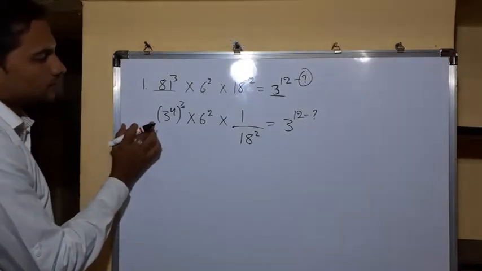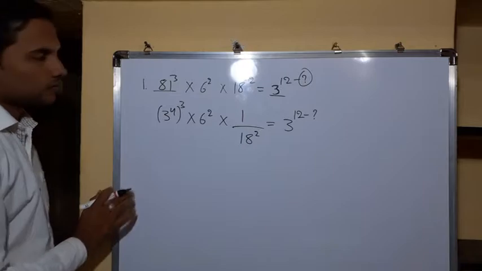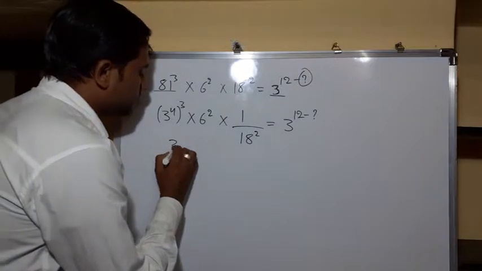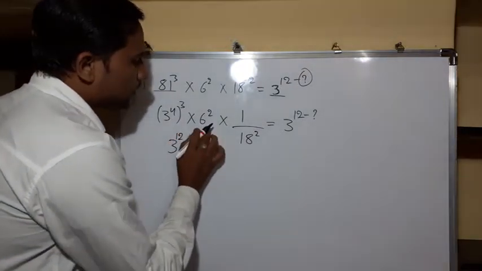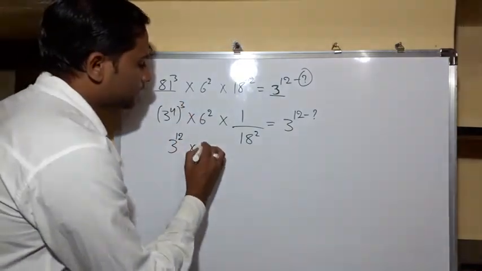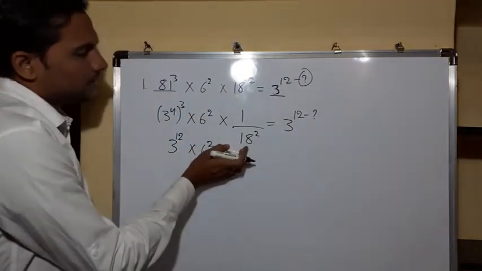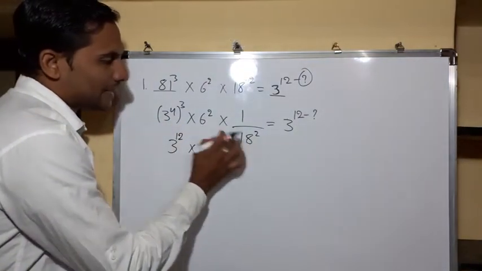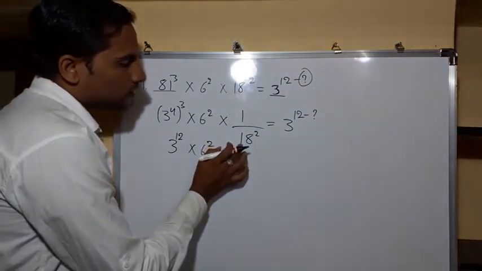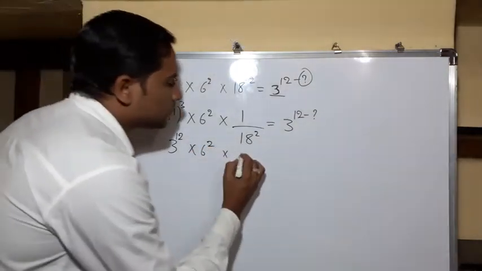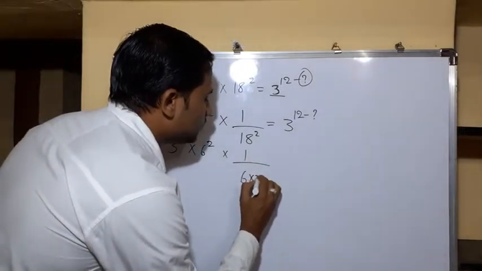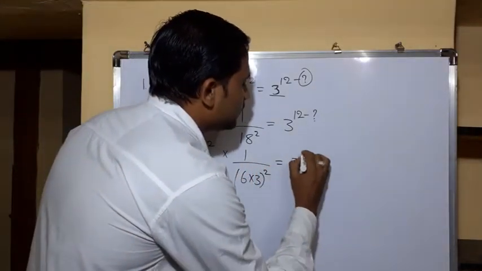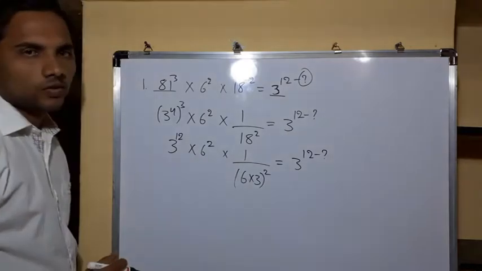Now see here, friends, here it is a bracket, so apply the law of brackets. What the law of brackets says, we can multiply the powers. So 4 into 3 is how much? 12. So 3 raised to 12 into 6 raised to 2, you keep it as it is. And friends, see here this 18. Can we bring it in terms of 6? Why I am bringing it in terms of 6 is that for cancellation it will be very easy. So 6 times 3 is 18. I can write it as 6 into 3 whole to the power of 2 is equal to 3 raised to 12 minus question mark.